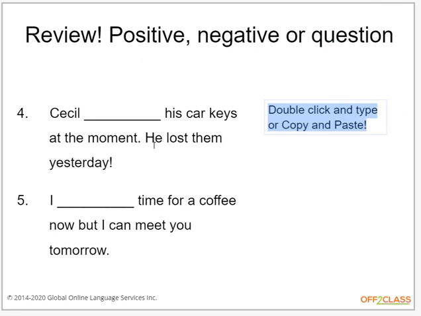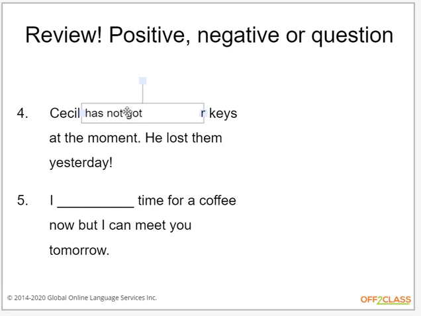Cecile, which is he, has not got his car keys at the moment. Oh, that sucks. He has not got his car keys at the moment. Do you know how to conjugate? So instead of saying has not, you could say hasn't. Move conjugations. If not, it might be a good idea to go back to the conjugations lesson.